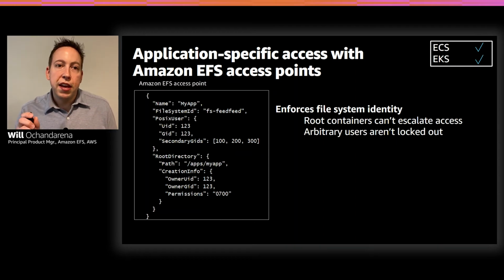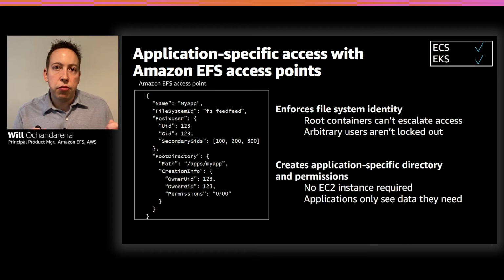First is enforce file system identity for containers that might be running as root to make sure that they aren't accessing everything. And for the cases where a container might have been built with an arbitrary user ID of 21212, you can mount that to something that's meaningful to the data on the file system and make sure that the container has access to the data that it needs. Next, it creates application-specific directories and even pre-creates them for you, simplifying the process of deploying your applications.